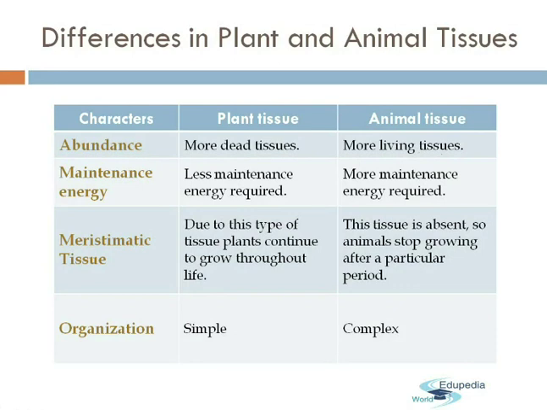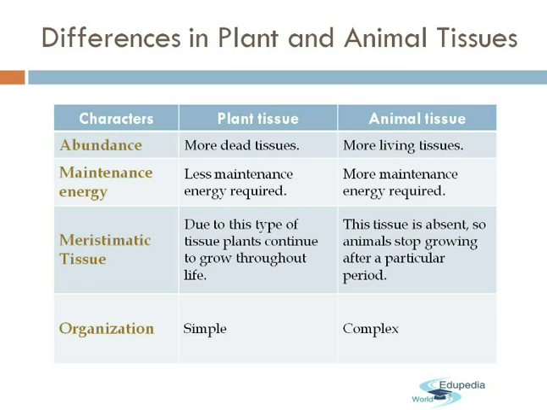Second is the maintenance energy. Less maintenance energy is required in case of plant tissues because they are mostly dead. They are not as complex. But in case of animal tissues, they need more and more maintenance energy.